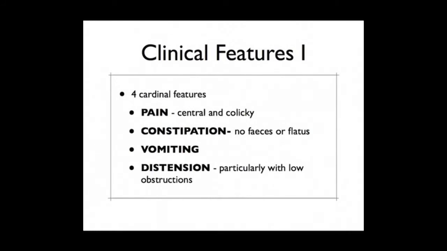Okay. Constipation. Often people say absolute constipation, so not only are you not passing feces, but also there's no flatus. Vomiting, which in small bowel obstruction often has an earlier onset. And finally distension, as we've mentioned before. If the air can't backtrack, then it builds up and causes a big tummy.